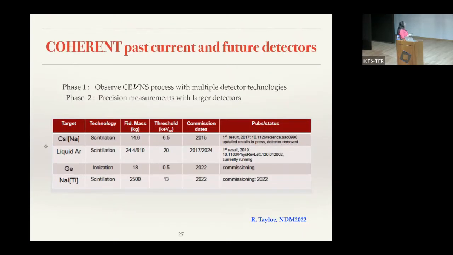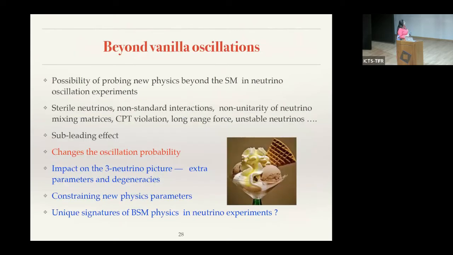So phase 1 is to observe this process with multiple detector technologies, and phase 2 is precision measurements with large detectors. There are so many detectors planned, and these are their commissioning dates, and you can see that there are some larger volumes, larger mass, for precision measurements.